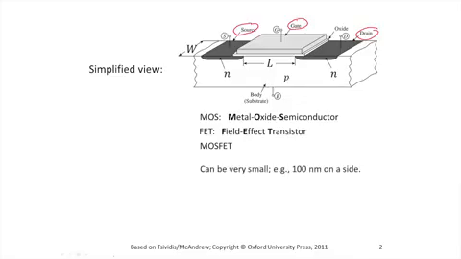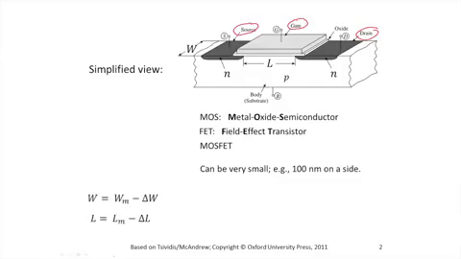The MOSFET can be very small. For example, it can be 100 nanometers on a side. To give you an idea how small that is, take into account that the human hair has a diameter of about 0.1 millimeters or 100 micrometers, which simply means that in one diameter of the human hair, you can fit about 1,000 modern MOS transistors. So this is the reason you can have millions of transistors on a chip.